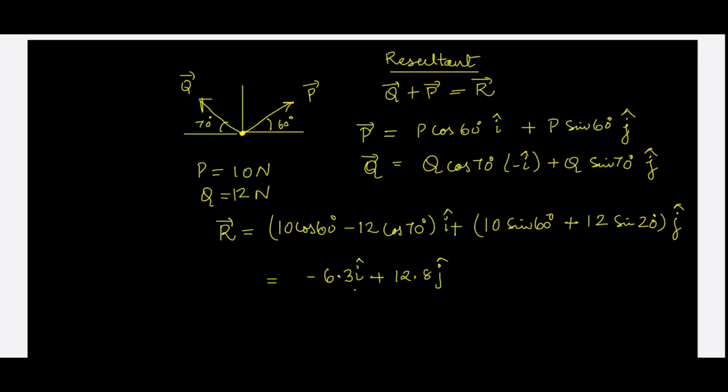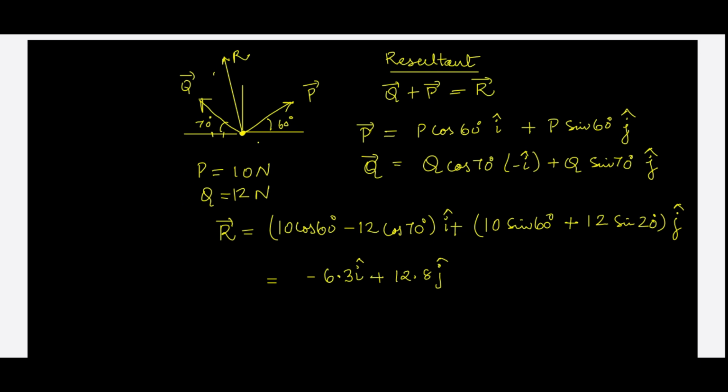So your resultant will be, you have to travel minus 6.3 and 12.8. This is 12, right? So 6.3 will be around half of it here, and then 12 will be maybe there, somewhere there. So this is your resultant R. This will be the resultant of these two forces.